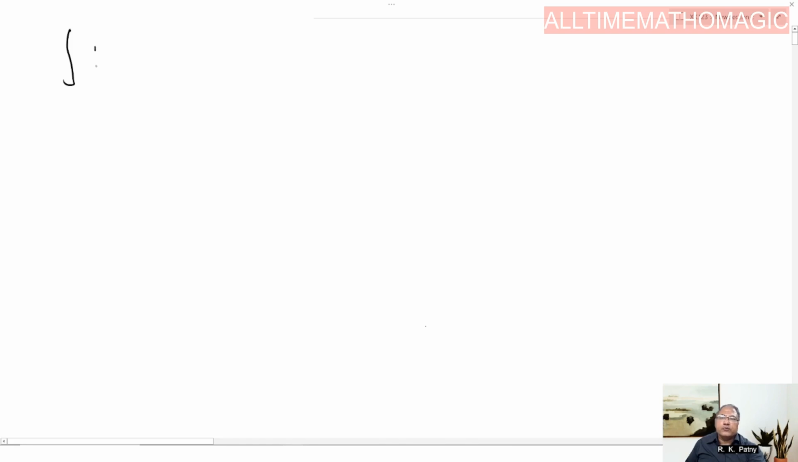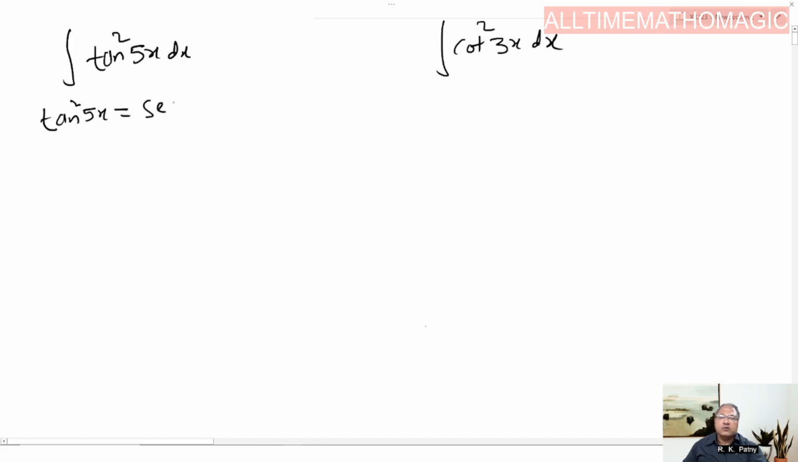Example: find the integration of tan square 5x with respect to x and find the integration of cot square 3x with respect to x. Whatever the number is there, we don't bother about the number. In place of 5 it may be any number, 7, 8, 12, 100, 200, whatever it may be. The logic is the trigonometric identity: tan square 5x equals sec square 5x minus 1.